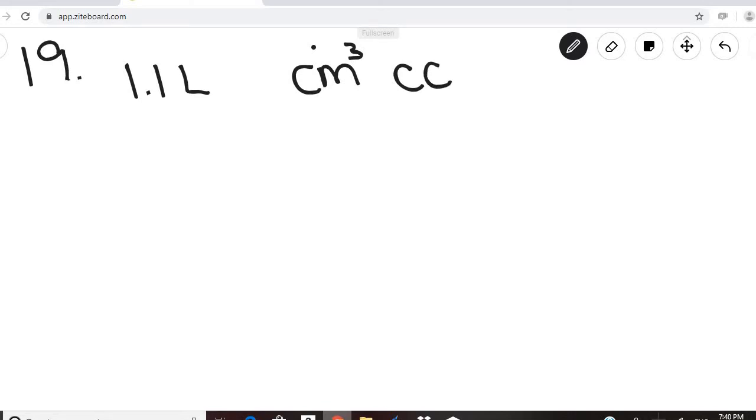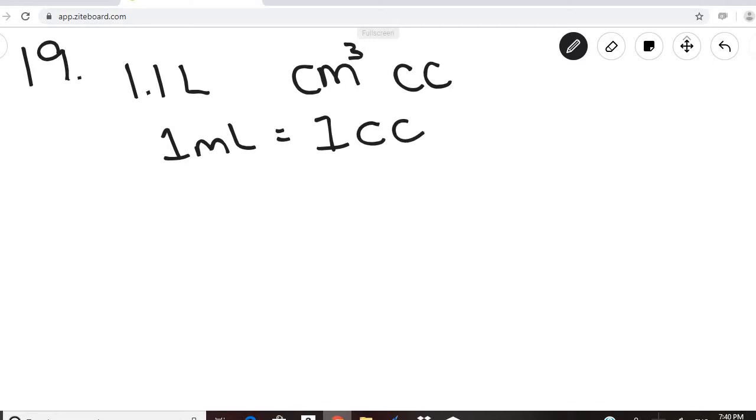Okay, number 19. A bowl has a volume of 1.1 liters. What is its volume in cubic centimeters? So I write that like this, cubic centimeters, or CC also stands for cubic centimeters. Okay, so the thing you have to remember that we learned in class from the lab that we did is that 1 milliliter is equal to 1 cubic centimeter.